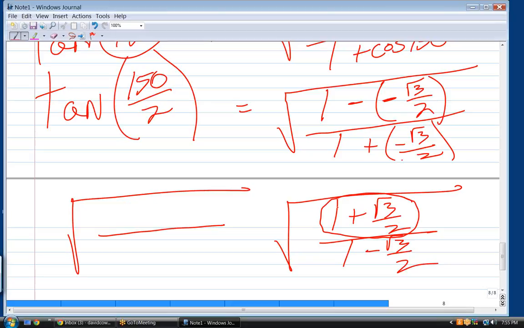So I changed the 1 into something over 2. So it'd just be 2 over 2. So it now becomes 2 plus root 3 over 2. So that's what I get when I do this operation. The bottom becomes 2 minus root 3 all over 2. And now I can flip and multiply. So the 2's go away. So effectively, I end up with this in the denominator, this in the numerator.